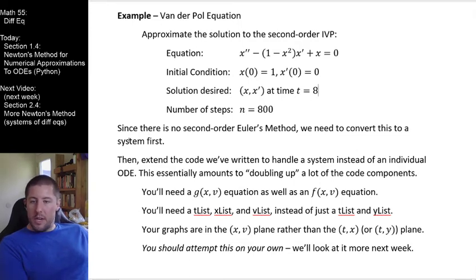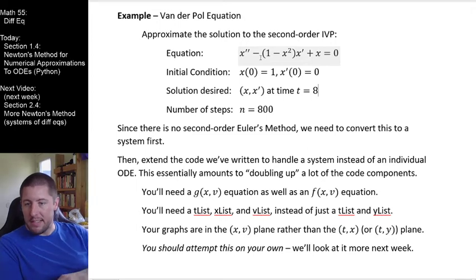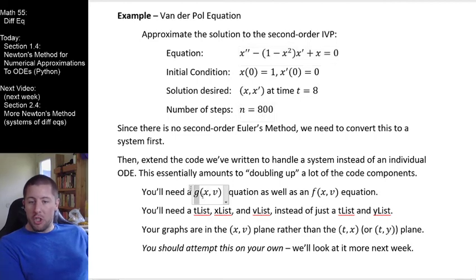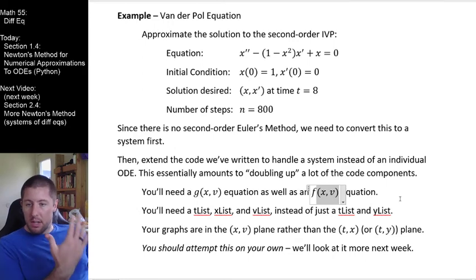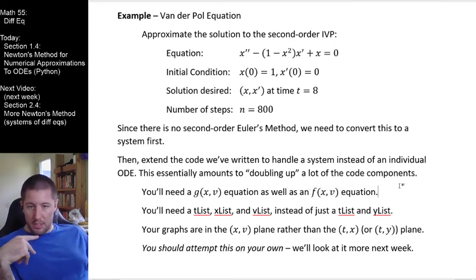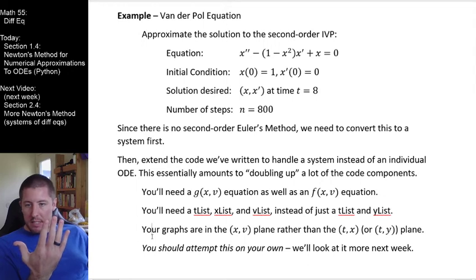So to do this, we need to convert to a system, as we've converted to a system multiple times here, by doing dx dt equals v, that's x prime, and then solving for x double prime to get dv dt. You would need to define a function for each of the equations in your differential equation, not just your single differential equation, but now two differential equations. You would need to generate a t-list, an x-list, and a v-list, not just a t-list and a y-list like we did today, but that's just building another list. It's copying and pasting and changing some names.